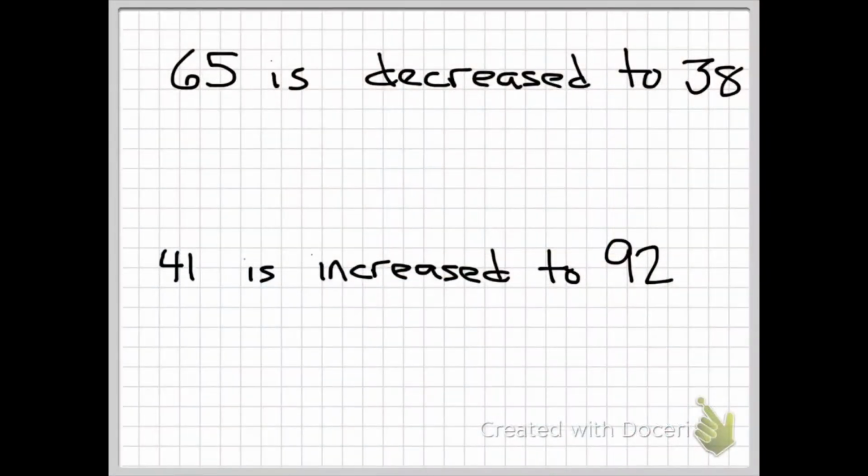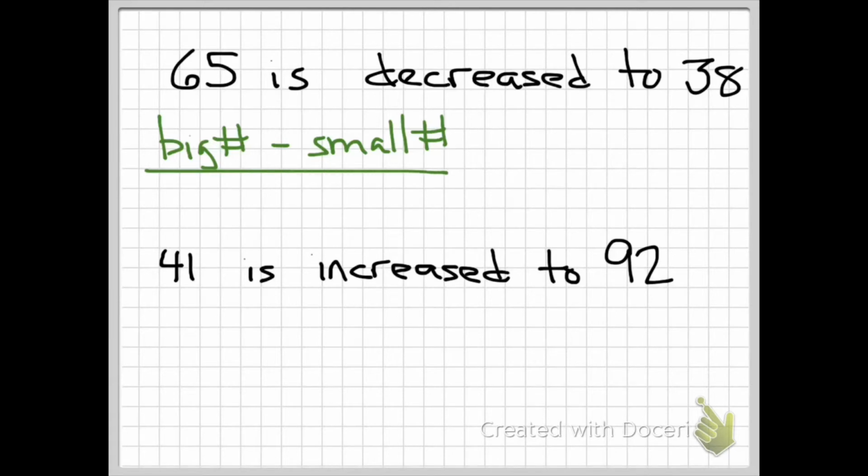Let's take a look. So it says 65 is decreased to 38. So what you're going to do is always do this. This is the formula that I give the kids. You're going to take the big number, always the bigger number. You're going to subtract it with the smaller number, no matter what the order is. And then the first number that comes in the problem is the one that you're going to divide by. All right, so if that's the case, let's take a look here.